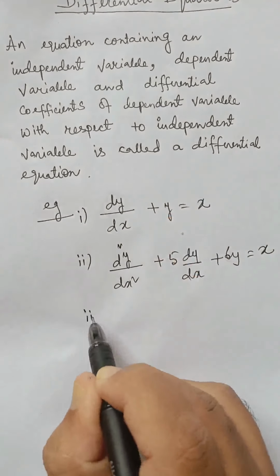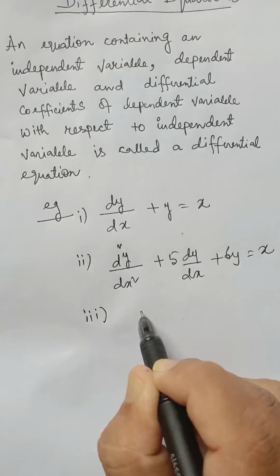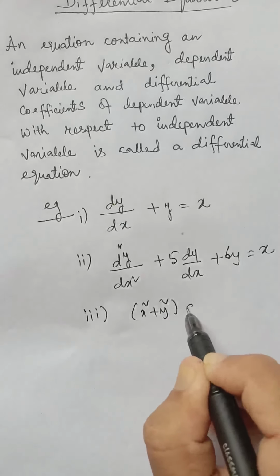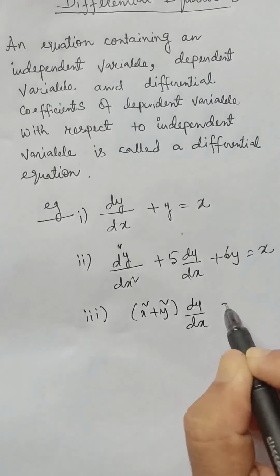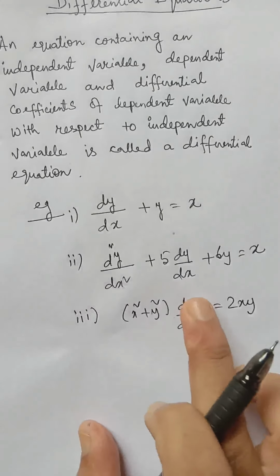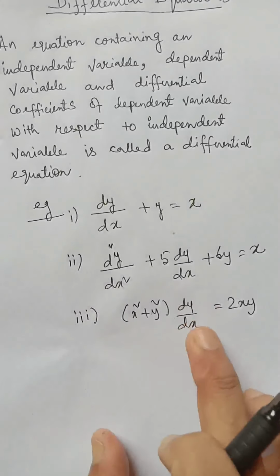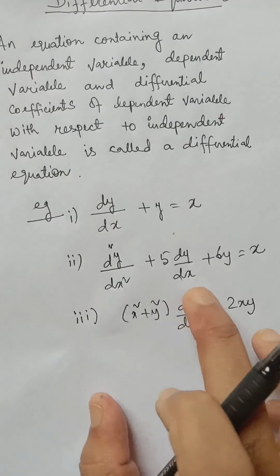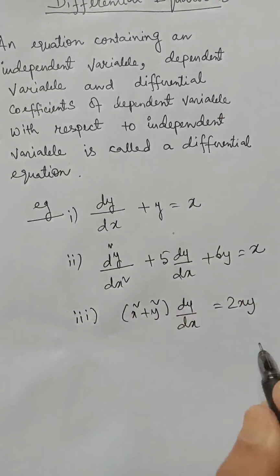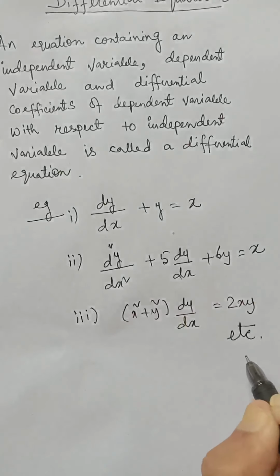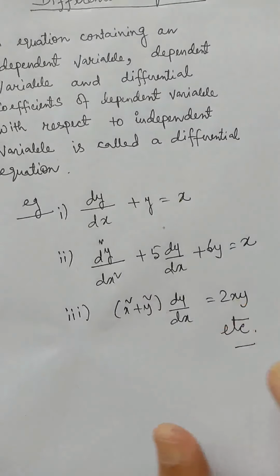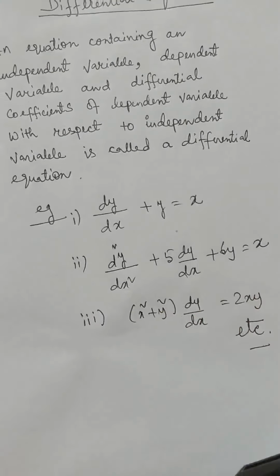Let me write one more example. x square plus y square into dy by dx is equal to 2xy. Okay, you can see this is a relation between derivatives dy dx and the variables involved in it. The variables in the derivative are x and y. So this is a relation between dy by dx and x, y, etc. So these are examples of differential equations. A differential equation is a relation between derivatives and variables.